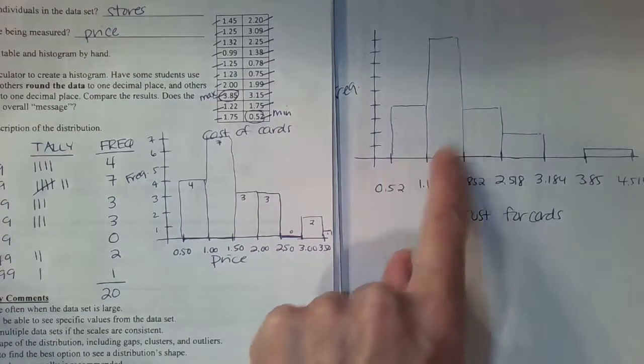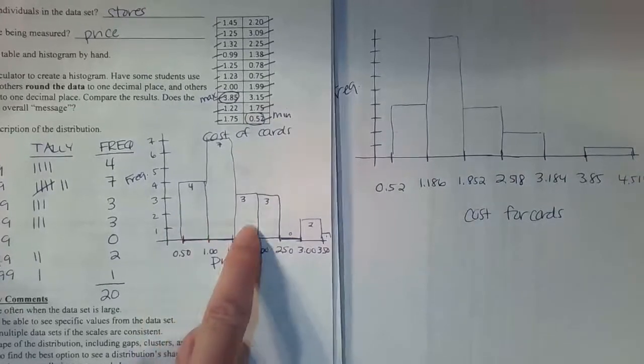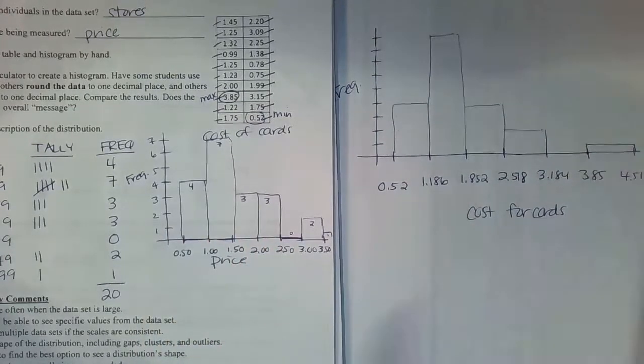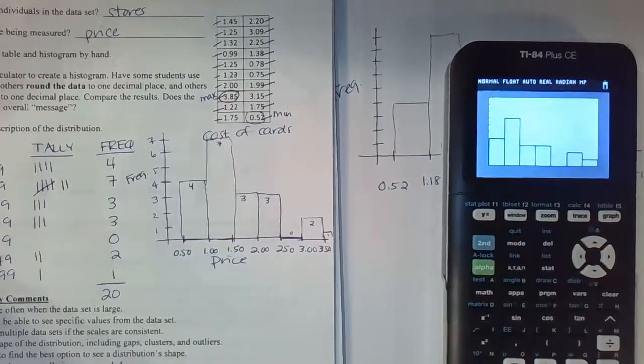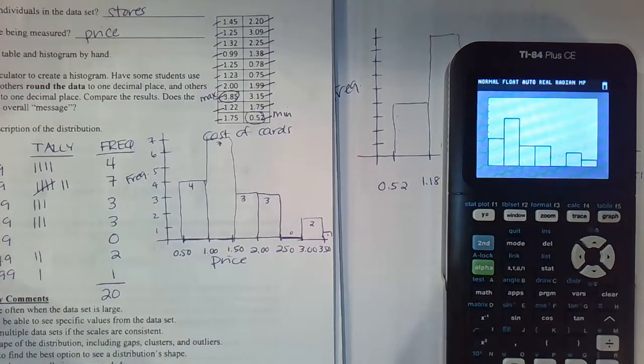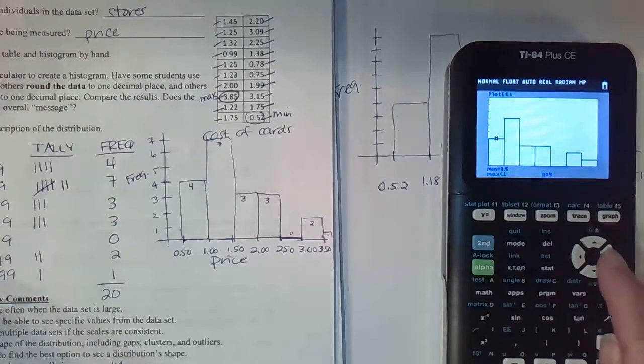Did I miss it? 1, 2, 3, 4, 5, 6, 1, 2, 3, 4, 5. I did. I missed the last one over here. Okay, so I missed a bar there, but you get the idea. Okay, you can either just go with what the calculator gives you, or you can make your own. And when you hit trace, that's where you get all the information for the left and right boundaries and for the size of the bars.